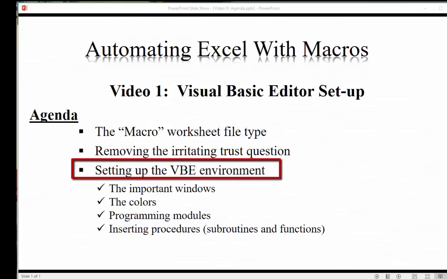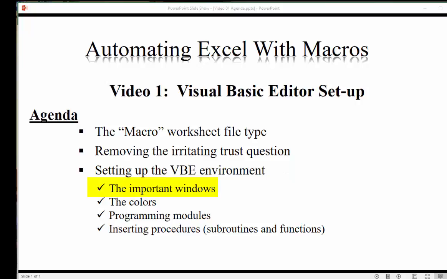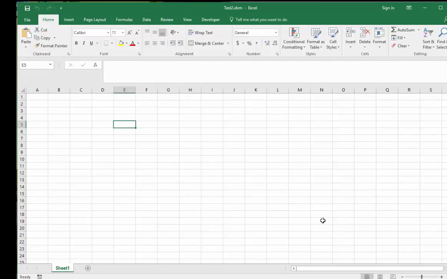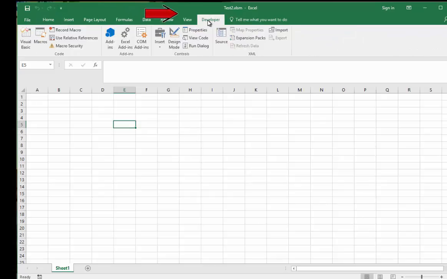The next thing we'd like to talk about is actually setting up that Visual Basic environment. We'll show you how you open up and get into that. Real simple. We'll talk about the important windows first. To get into the Visual Basic editor, there are two ways that you can do that. The first is really easy, and that is you can go up to the developer tab that we enabled in that introductory video and go over here and just click Visual Basic.